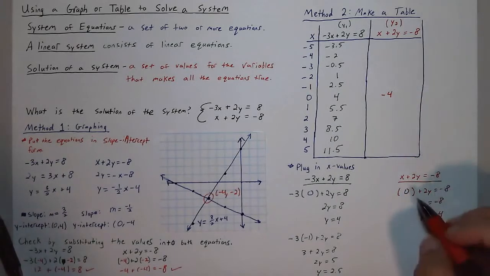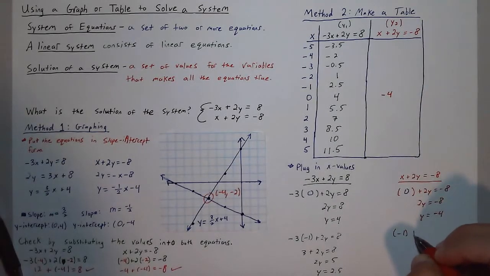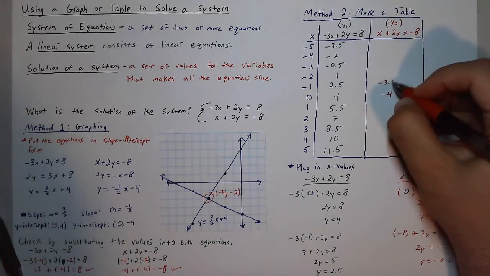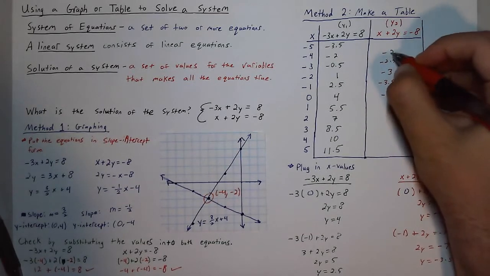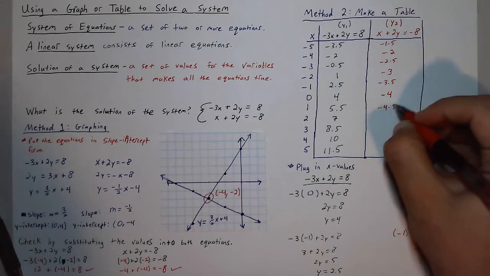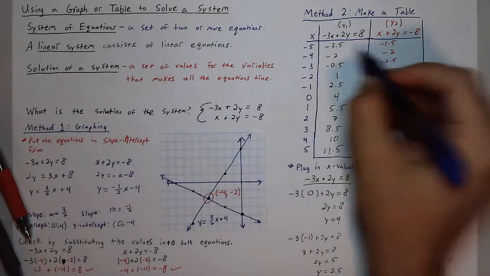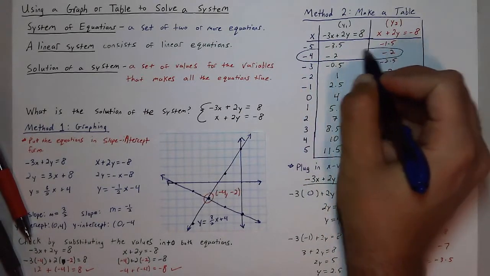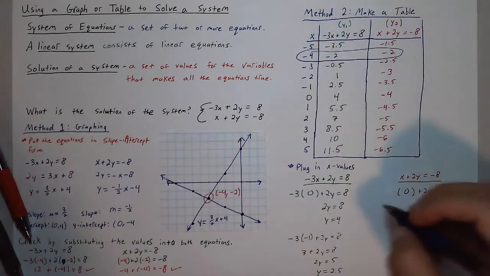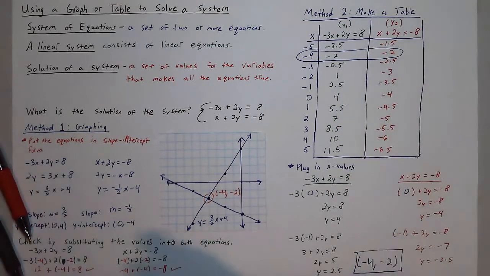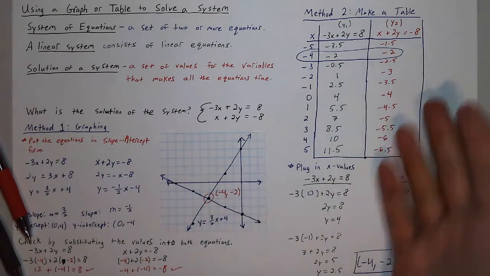Now with the red equation, if I plugged in -1, I'll get -1 plus 2y is equal to -8. 2y is going to be equal to -7 because I have to add 1 to both sides. And y would equal -3.5. So it's changed by 0.5 every time. And I'm going to see I have one particular solution at -4 because that is where they both equal each other. And again, showing that solution to be -4 for x and -2 for y. So the solution to this system is -4, -2. And that is how you can use a graph or a table to solve a system of equations.